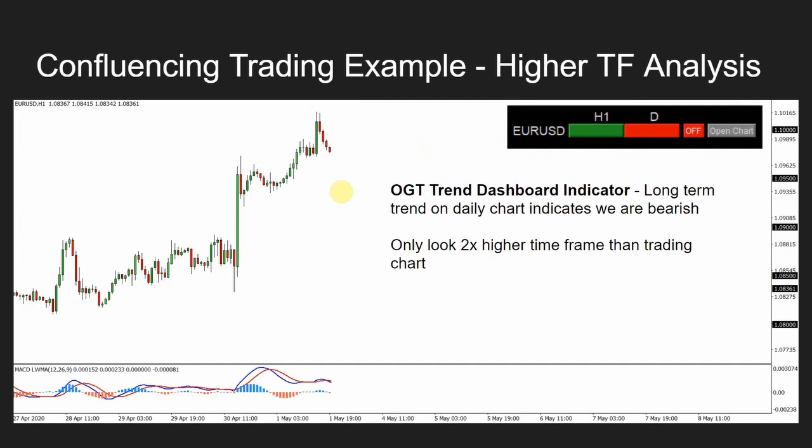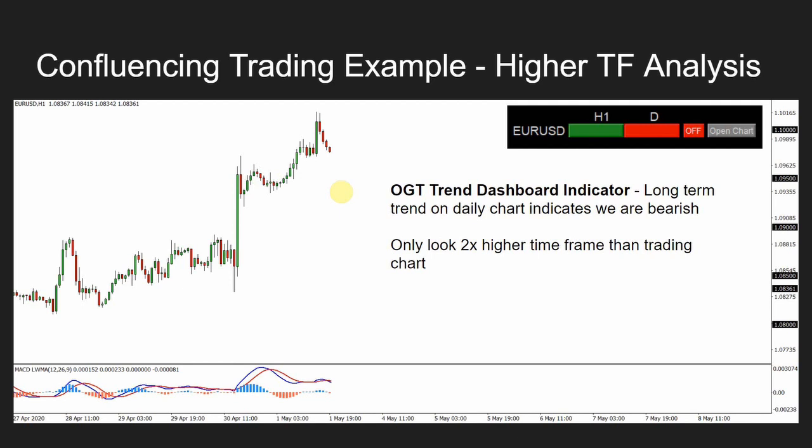And then the next thing is higher time frame analysis. Again, I've got another one of these indicators, the OGT trend dashboard indicator, one of my latest indicators. And what this indicator does, it tells you on any pair on any time frame whether a currency pair is ranging, uptrending or downtrending using a set of 3 moving averages.